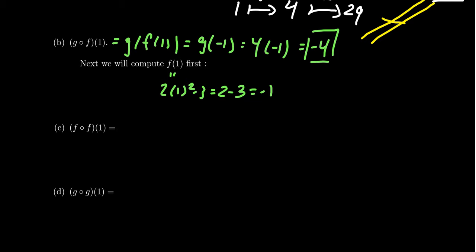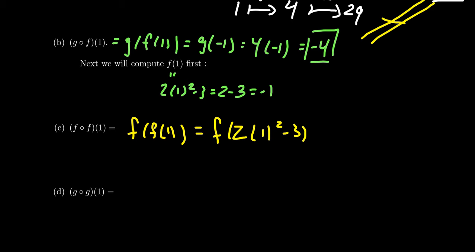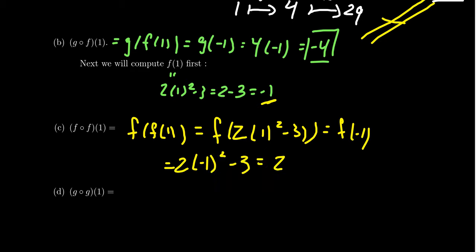What this would mean is f of f of 1, right? And so we get f of 2 times 1 squared minus 3, like so. And we saw a moment ago that f of 1 is negative 1. And so this becomes f of negative 1, like so. And then when you plug negative 1 into f, you'll get 2 times negative 1 squared minus 3, which again gives you, negative 1 squared, of course, is going to be just 1 in that case. You get 2 minus 3, which is negative 1 again, like so.